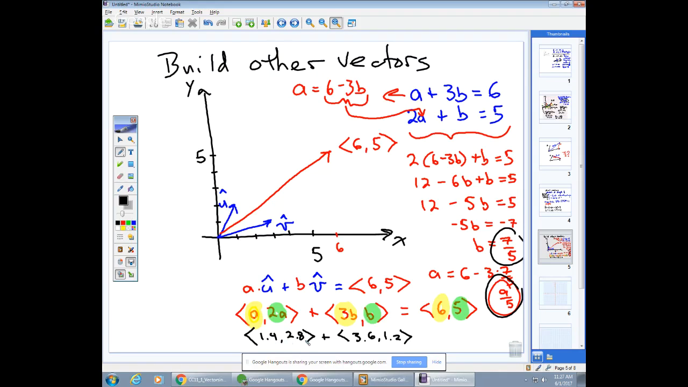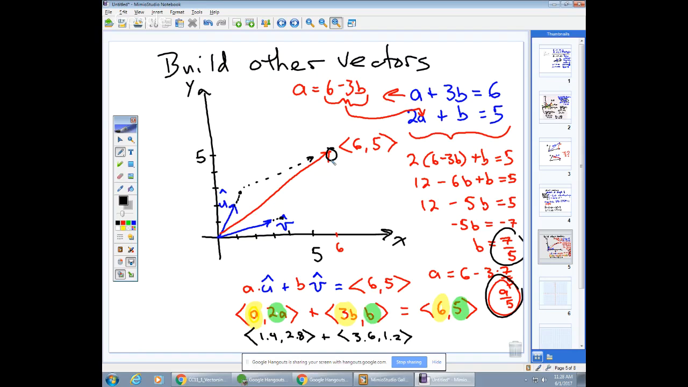So let's see. U that extended 1.4, 2.8, maybe about right here. So that's our new U. And then V, 3.6, just a little bit farther, and then 1.2 that extended out to around here, maybe right there. And when we take that new V and we stick it on the end here, that should reach out to that point right there. So my scale's a little bit off, but I'm in the ballpark.